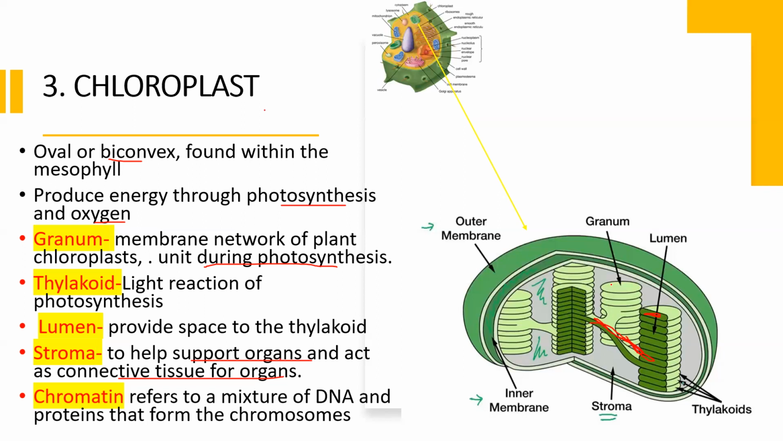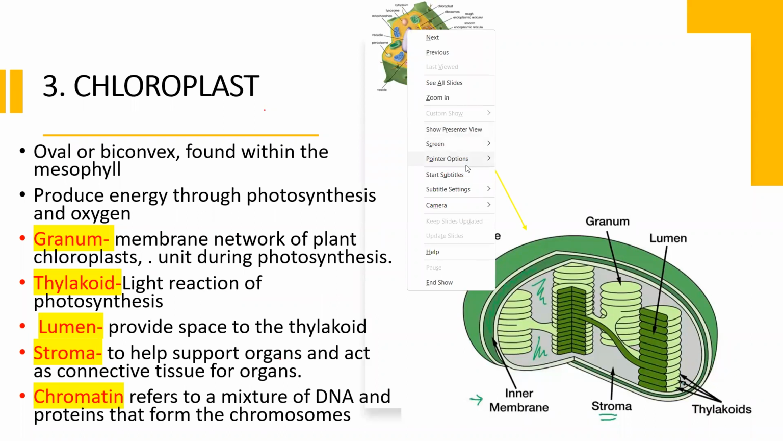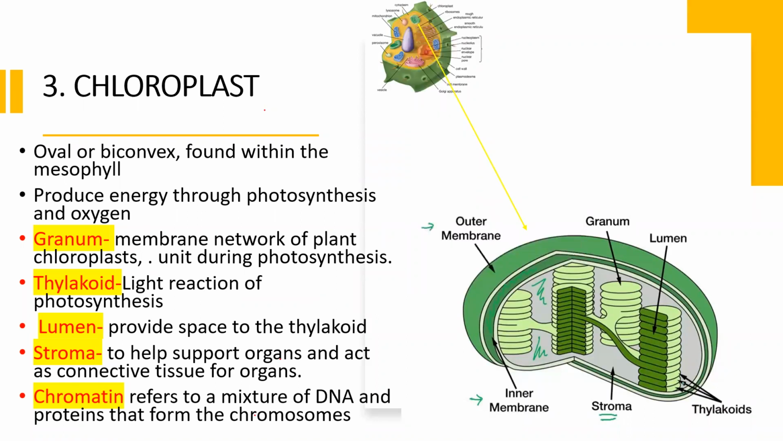So chromatin refers to the mixture of the DNA and proteins that form the chromosomes. Okay, so the chromatin refers to the mixture of the DNA and proteins that form the chromosomes. So chromatin also is the main carrier of the genetic informations, and it is not randomly distributed in the nucleus.